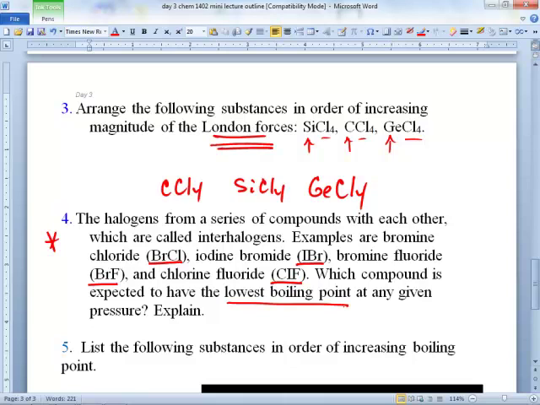So you'd want the ones that are what? The closest? Furthest would be the strongest, with the really polar, held together. So you want the ones that are the closest together, right?